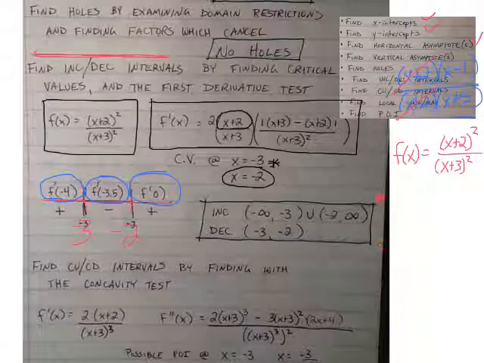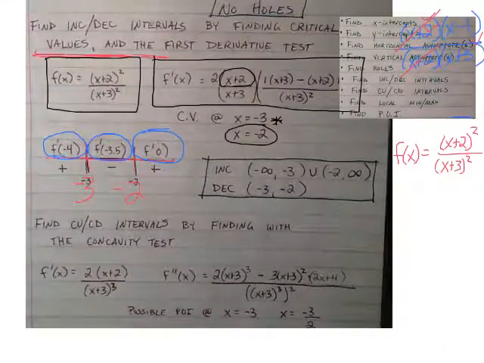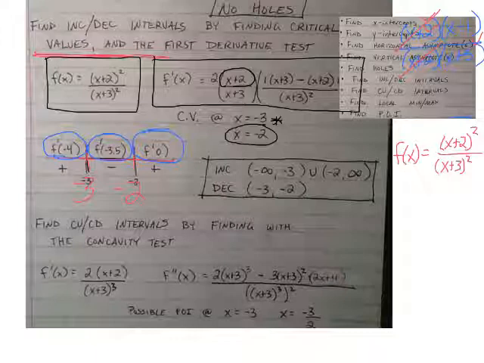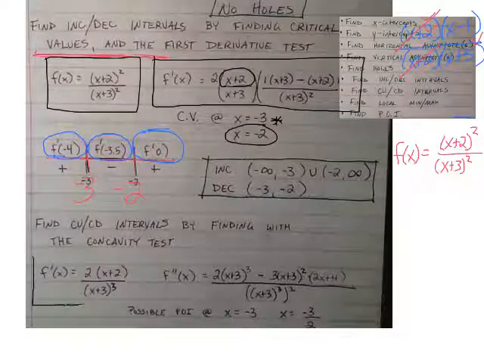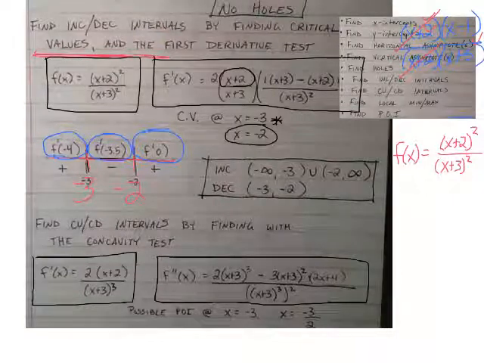So now I found the increasing and decreasing intervals, and from here I can find concave up and concave down intervals using the concavity test. So if I have f prime, I can find f double prime, and I set f double prime equal to 0 to find potential points of inflection.